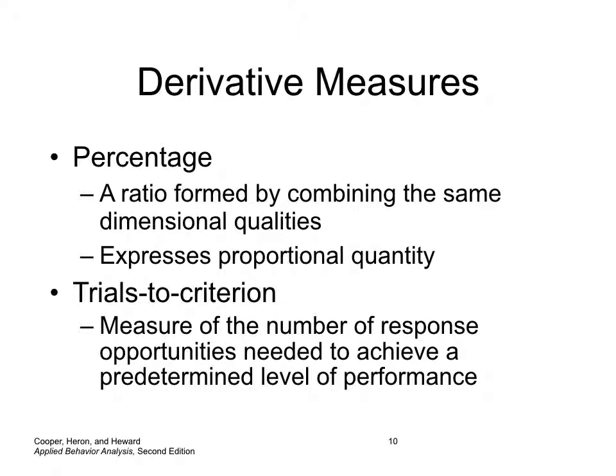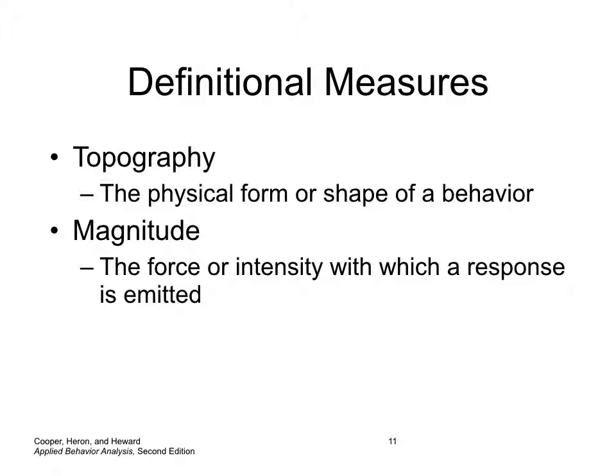Derivative measures that combine two forms of data are frequently used in applied behavior analysis, including percentage and trials to criterion. Topography and magnitude provide useful information about behavior parameters, though they are not fundamental dimensional qualities.